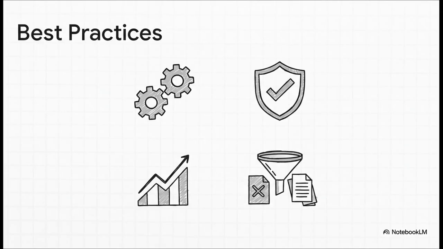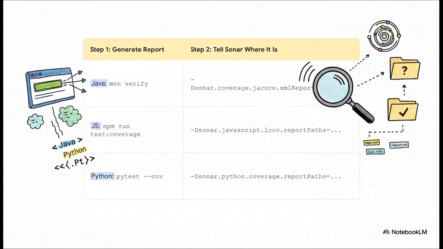So here are a few pro tips. Always run this in your CI pipeline. Use those quality gates to enforce your standards. And don't just fixate on one number. Look at the trend over time. Is your coverage going up or down? And super important, make sure you exclude your test files and mocks from the calculation, so you're actually measuring your real application code.